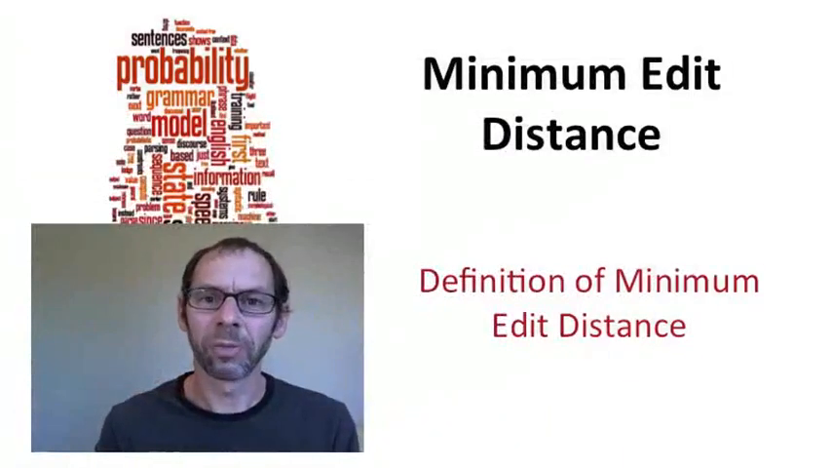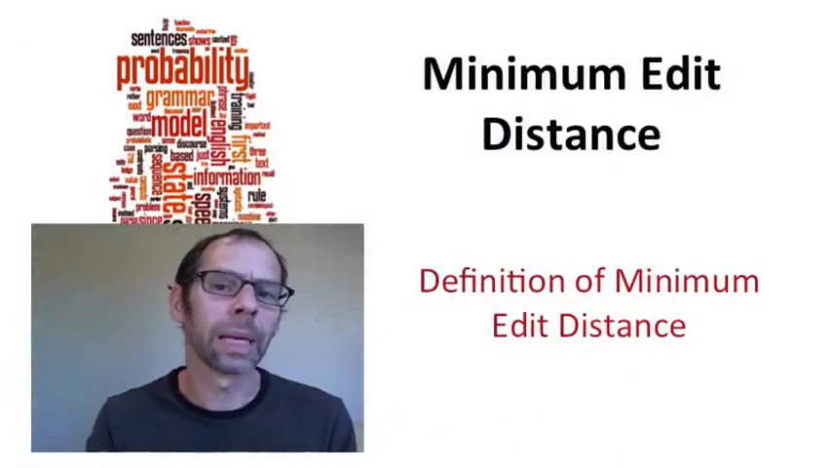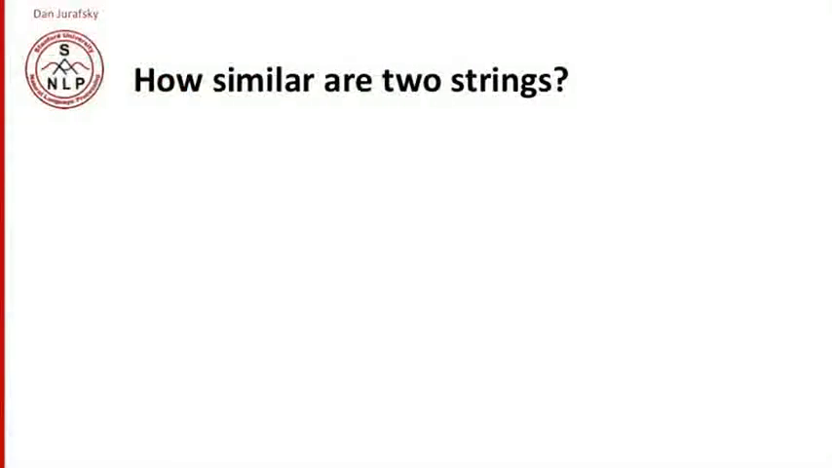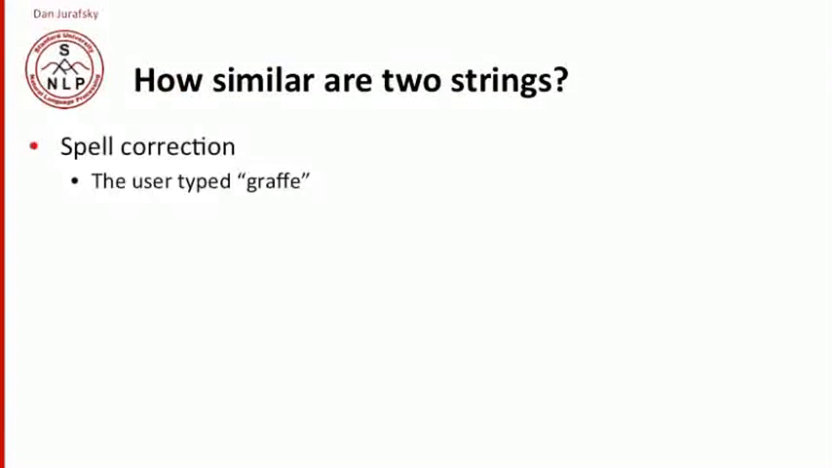Let's begin our discussion of minimum edit distance by defining minimum edit distance. Minimum edit distance is a way of solving the problem of string similarity. How similar are two strings? So let's pick a particular example, spell correction. The user typed "graffe." What do they really mean?